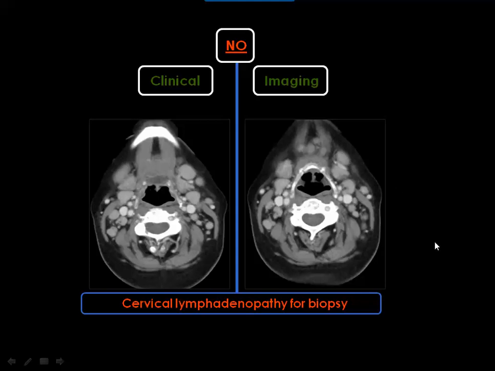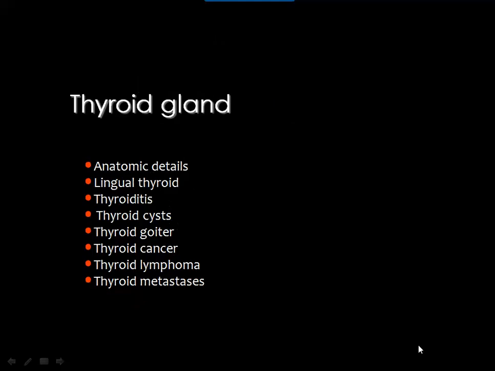Then, if you see lymph nodes without imaging criteria suggestive of a specific disease or clinical data leading to a specific diagnosis, then you would say that I am dealing with cervical lymphadenopathy. This is the submental group, submandibular group, upper deep cervical group, then cervical lymphadenopathy for biopsy. And you know that the best way is through ultrasound-guided fine needle aspiration cytology.